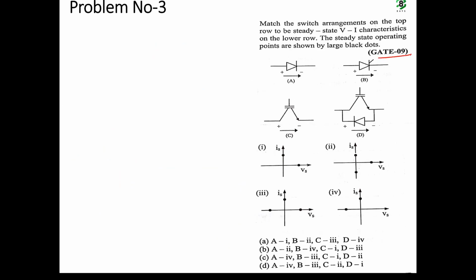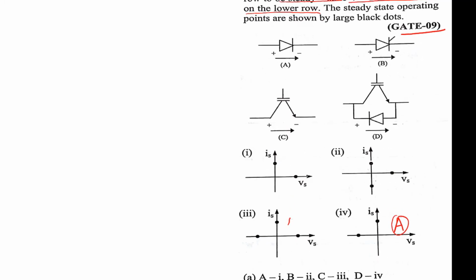Next question, this has been asked in GATE 2009. Match the switch arrangement on the top row to the steady state VI characteristics on the lower row. Here the switches have been given and the corresponding VI characteristics are given. You have to match. First one is diode. Diode blocks negative voltage and conducts positive current. This is for diode. Second is SCR. SCR will block both polarities of voltage and conduct only one direction of current.